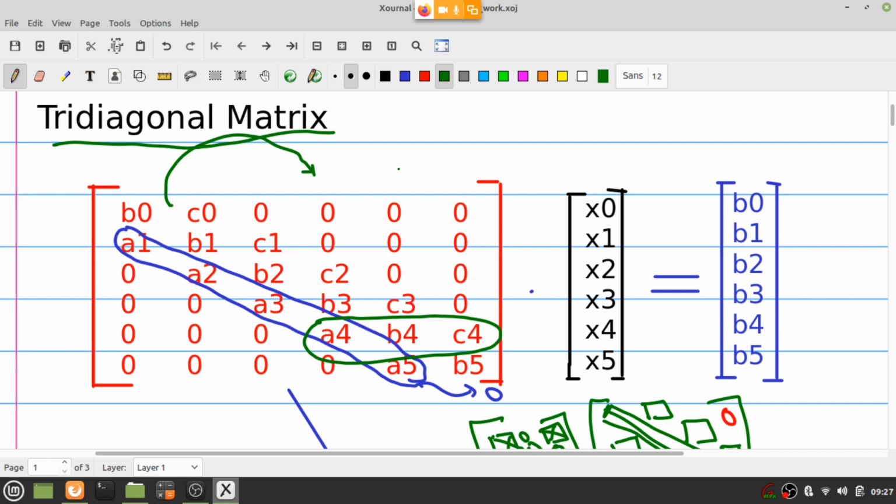When we're reading the file or taking the input, at that time the zeros will be stored, no? To check whether it's a tridiagonal matrix or not.